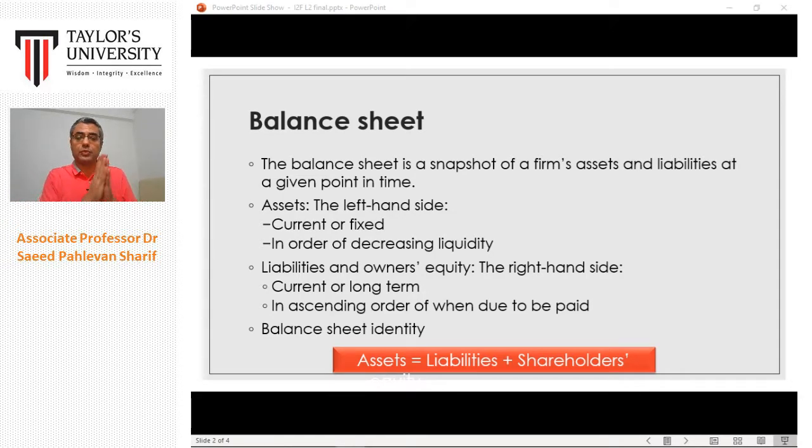Assets will be reported on the left side, and they can be fixed assets or current assets. And assets in general can be tangible or intangible. Now, on the right side, we have liabilities.